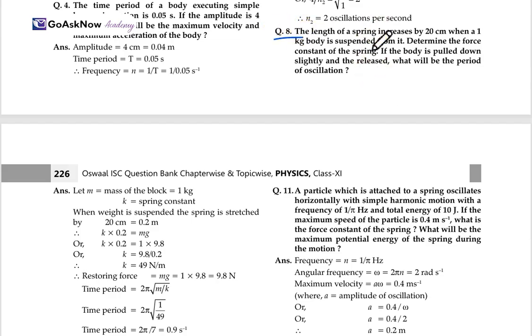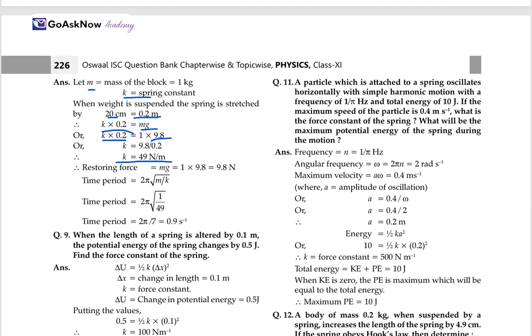Let's solve one more. The length of a spring increases by 20 centimeters when a 1 kg body is suspended from it. Determine the force constant of the spring, and if the body is pulled down slightly and released, what will be the period of oscillation? Let m be the mass and k be the spring constant. So m is equal to 1 kg. When the body is suspended, the spring stretches 20 centimeters, which is 0.2 meter. So k into 0.2 is equal to mg, which is 1 into 9.8, so we get k equal to 49 Newton per meter. The restoring force is mg, 1 into 9.8.